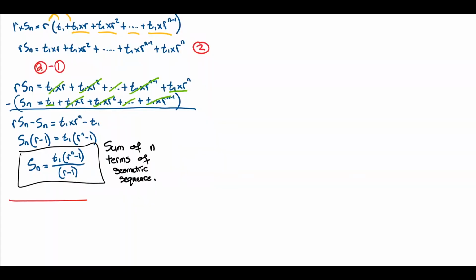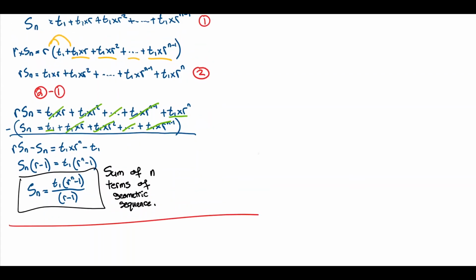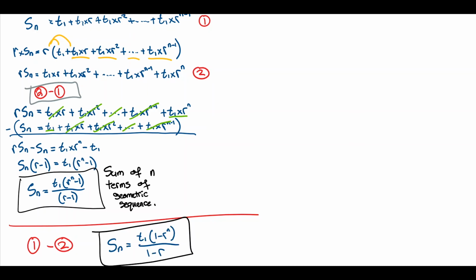Just as a little note here, as an exercise, we've got these two expressions, 1 and 2, and we did expression 2 minus expression 1. If you did expression 1 subtract expression 2, you would actually get the sum being equal to this. They both work. You can try them out. They're both the sum of n terms of a geometric sequence.